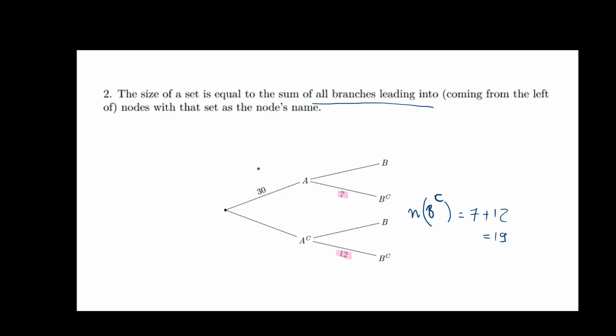And why is that the case? Well, think about it. You can be in A and be in B complement, or you cannot be in A and still be in B complement here, right? Although you're not in A. So A is just where you started off, but in both of these branches you are in B complement. So if you have some people here and some people here, you have to account for all of them. Okay?